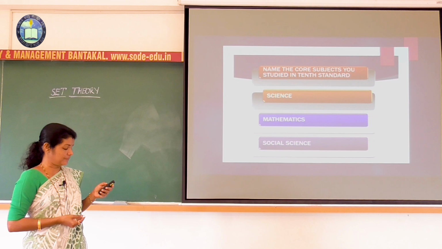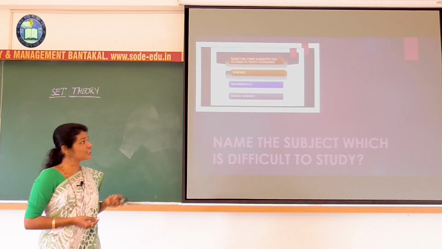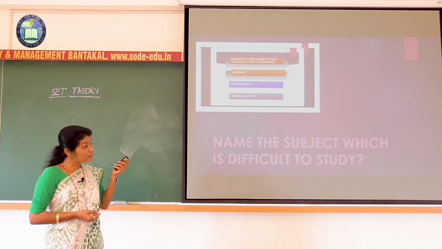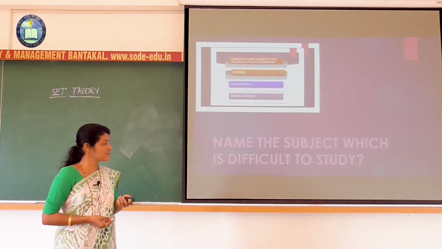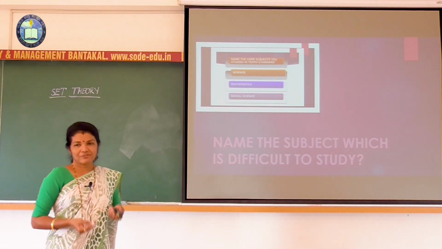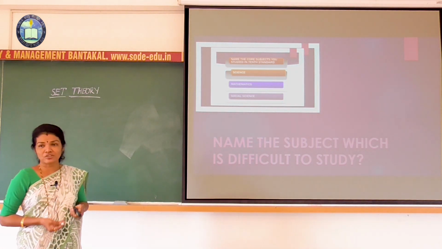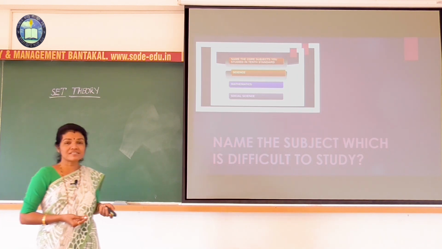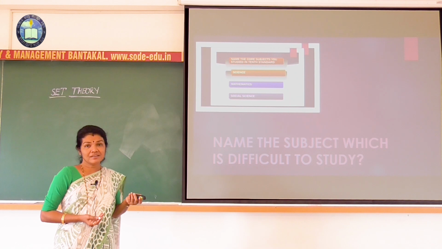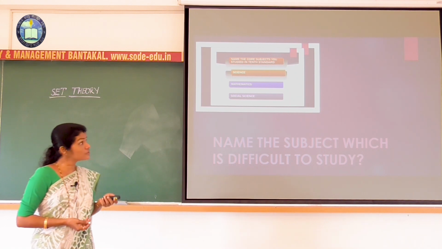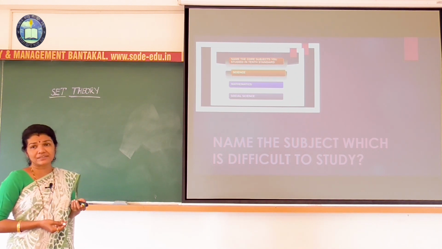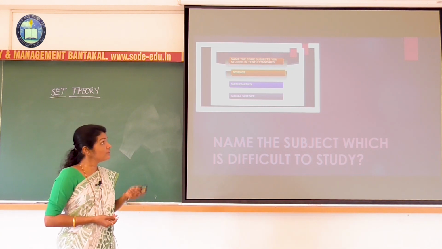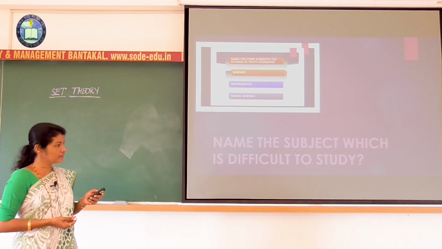This forms a set. Suppose if I change the question a little bit, among these 3, suppose I ask, name the subjects which are difficult to study. If I answer this question, according to me, I feel social science is a difficult one. Suppose if you answer this question, then it may be a different one, right? So here the collection is not well defined because the answer varies from person to person. Therefore, this does not form a set.